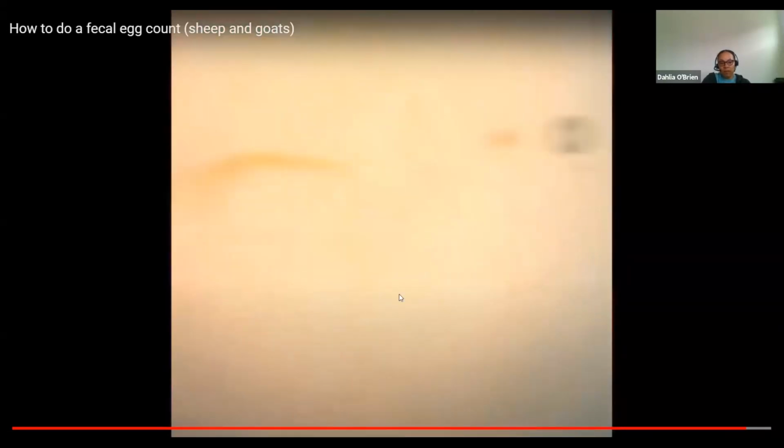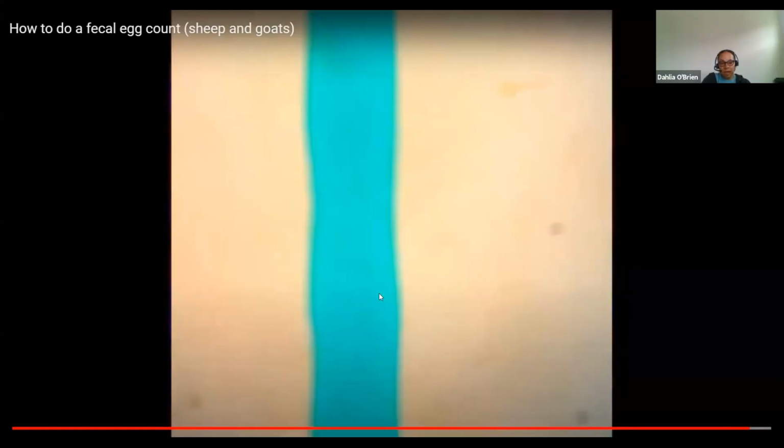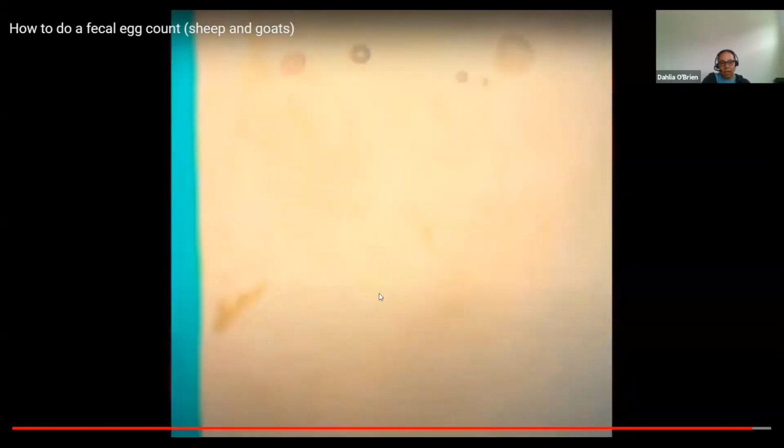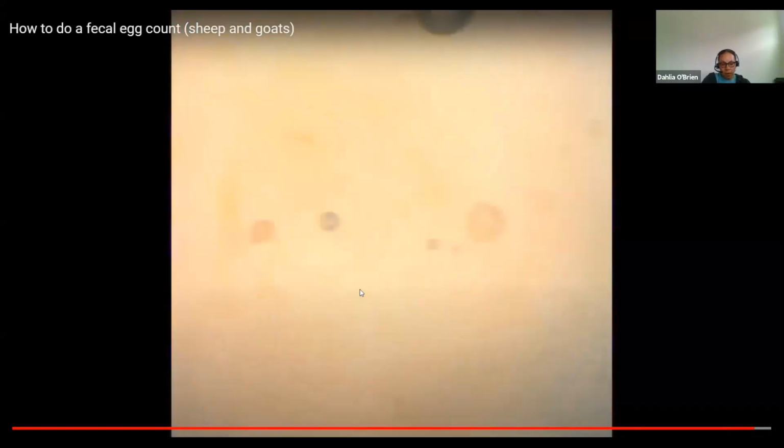I'm moving it across to see what else we can see under this slide, and I think I was able to pick up a tapeworm. So right beneath where you see that tapeworm, there was a tapeworm right on that slide. So again, we're looking to count only the strongyle and Trichostrongyle eggs that are in that view.